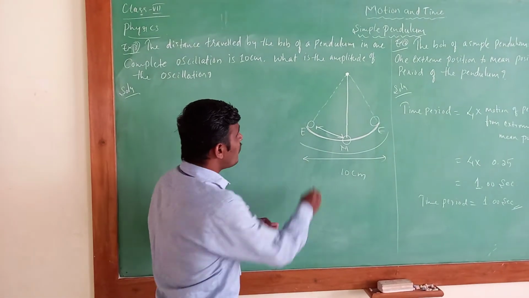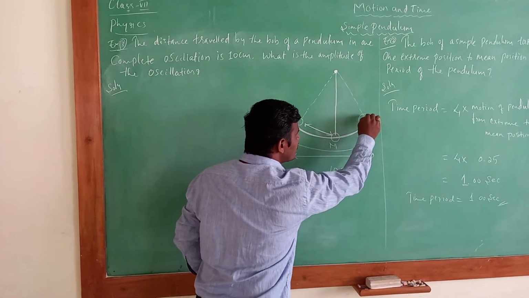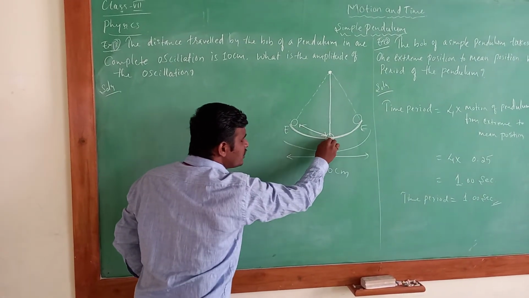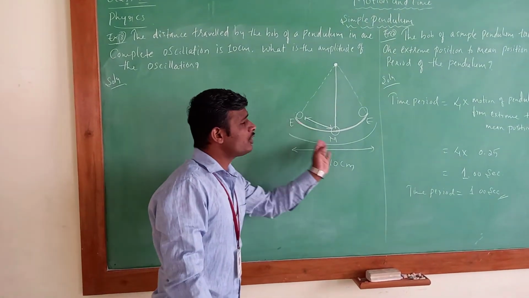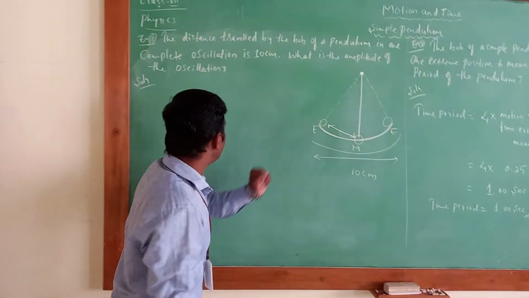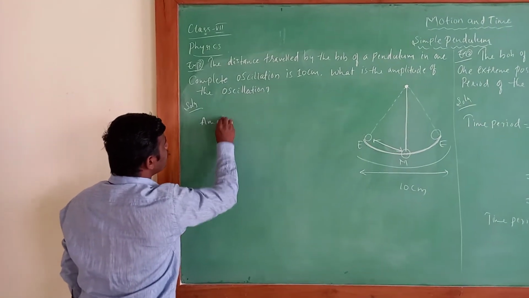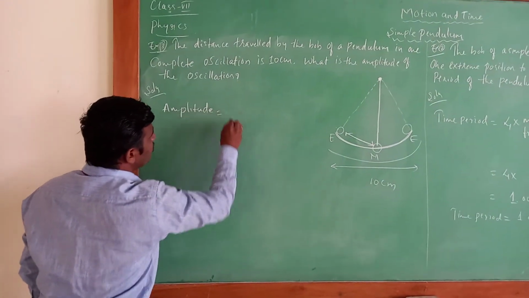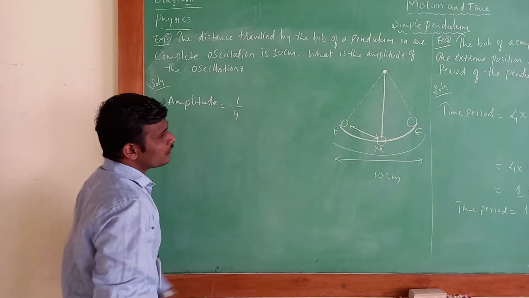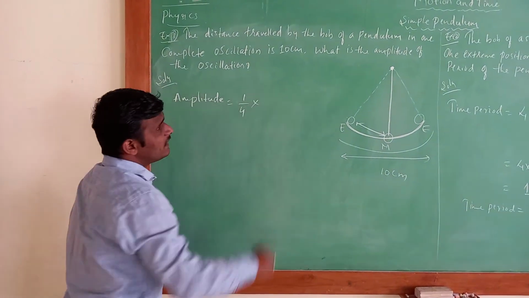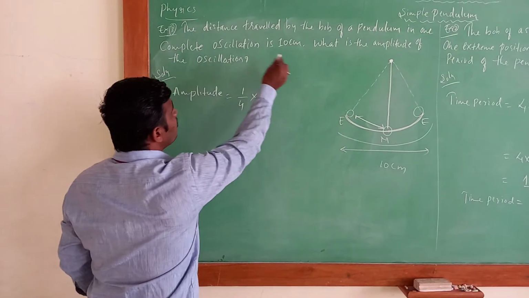So it means the bob moves from mean position to extreme position, then extreme position to mean position, then mean position to extreme position, then extreme position to mean position. So it means it is moving 4 times, right. So the formula for the amplitude is: amplitude is equal to 1/4 of the total distance travelled by the pendulum in one oscillation, right.